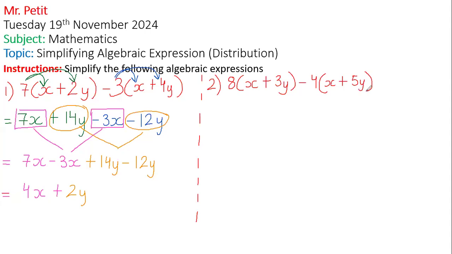All right, let's go ahead and do this. What's the first thing we're going to do, class? Distribute the 8. So it's going to be 8 multiplied by what? x. So we have 8 multiplied by x, which gives us what? 8x, very good.